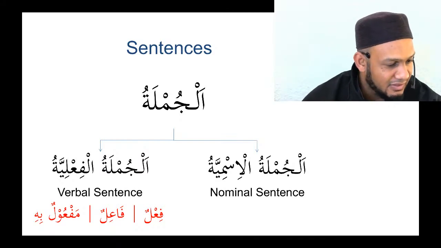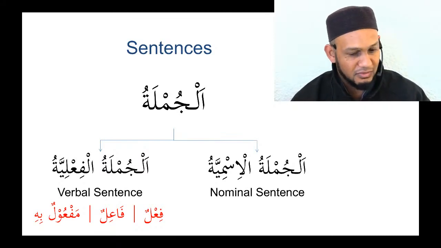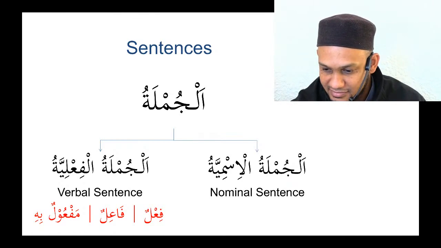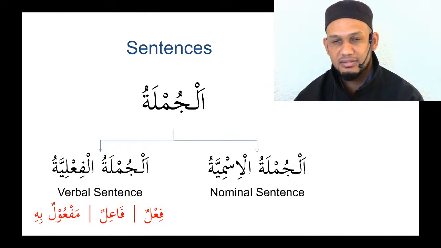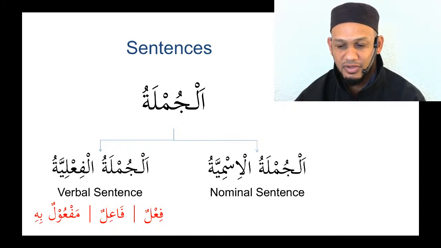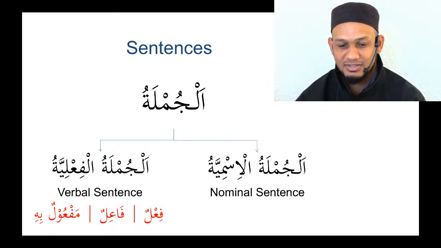What hal is the fa'il always in, and what hal is the maf'ulun bihi always in? What hal is the fa'il and what hal is the maf'ulun bihi always in? So the fa'il will always be in raf'un. The maf'ulun bihi will always be in nasbun. And by now you know what raf' and nasbun means.